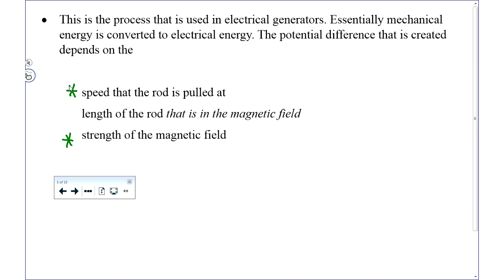The middle one is just saying that if you have more material in the magnetic field, you're going to have more electrons being influenced by the magnetic field. So if I have more wire in the field, then I have more charge being moved, so I'm going to get a greater potential difference.